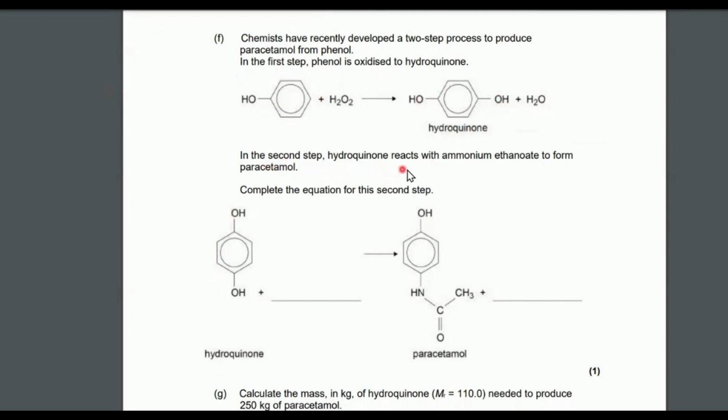What is it? Hydroquinone, where you've got a hydroxy group 2 opposite each other across the benzene, and water formed. In the second step, hydroquinone reacts with ammonium ethanoate to form paracetamol, complete the equation.